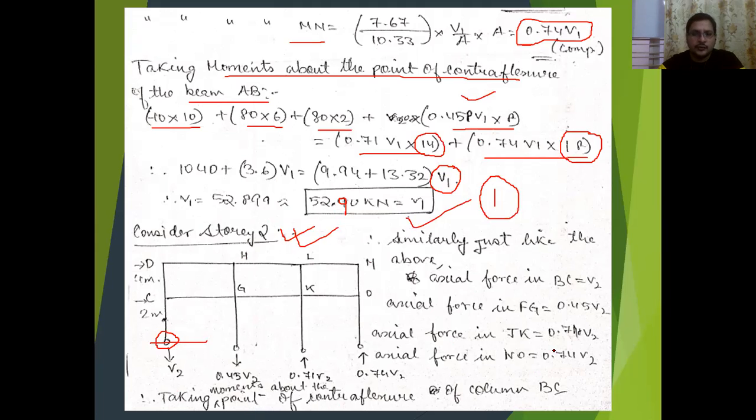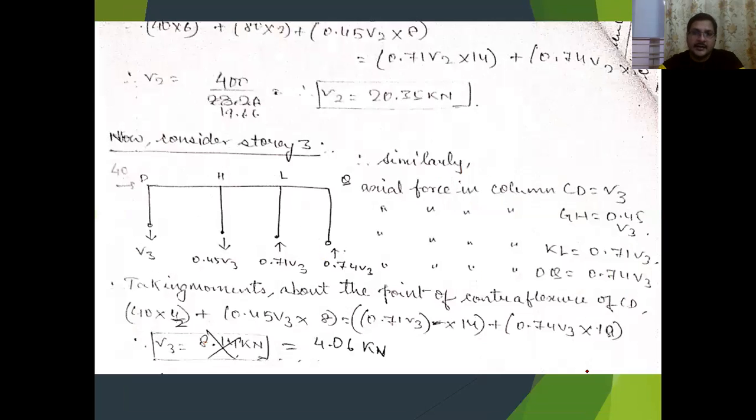For story 2, similarly, the proportions of the axial forces remain the same. Just like we took V1, for story 2 we take V2. Taking the moment about the point of contraflexure of the column of story 2, we get V2 as 20.35 kilonewton. Similarly for story 3, the proportional forces remain the same, we represent V3, and V3 comes to 4.06 kilonewton.